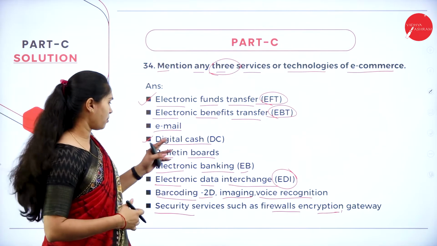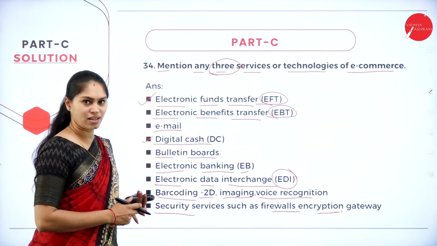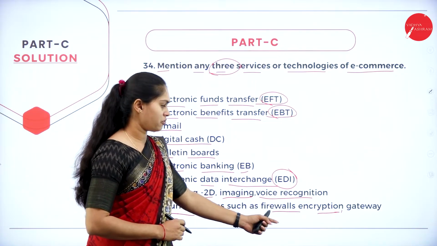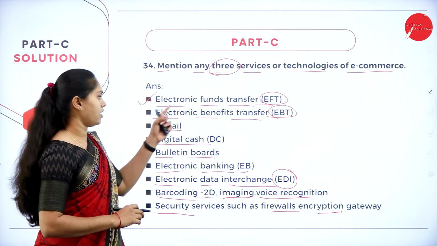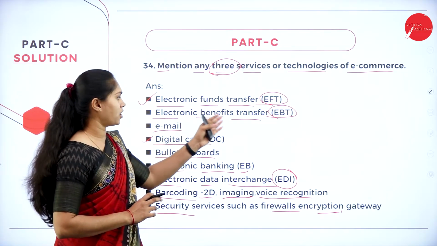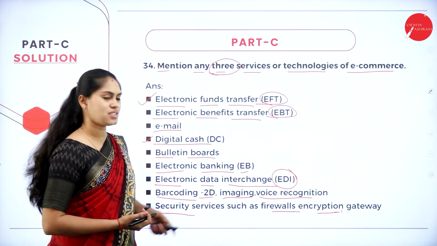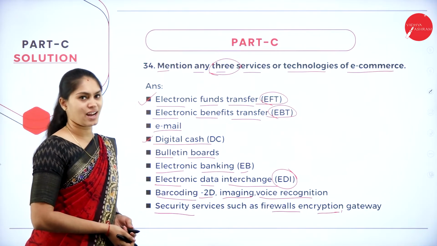So it is easy to remember: digital cash, bulletin boards, firewalls, encryption, voice recognition, and email, EDC, and we have electronic benefits transfer, electronic fund transfer. Out of this, you can write any three.